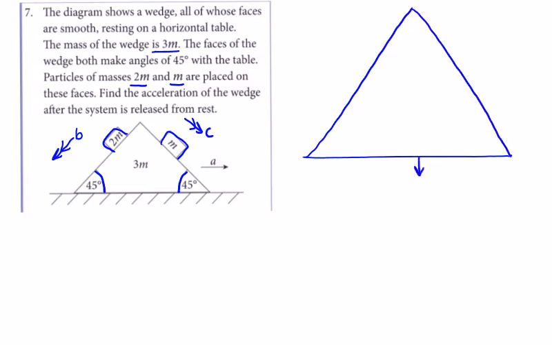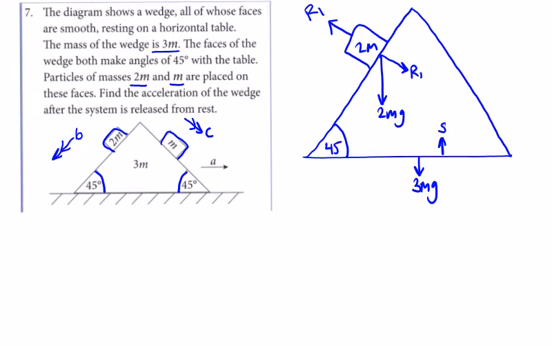So we have 3mg, and I call my reaction here S. I've got my 2m over this side, so 2mg. I've got a reaction on both sides, so I'll call them R1 and R2. I've got my 45-degree angle on both sides. I have m on this side, so I have mg. I have R2 and R2.